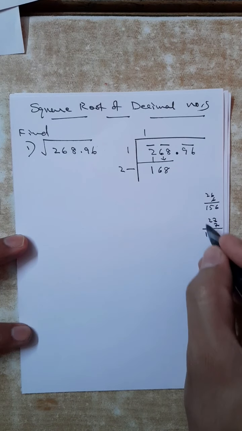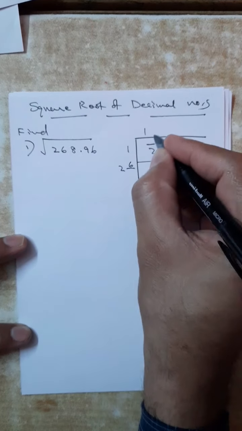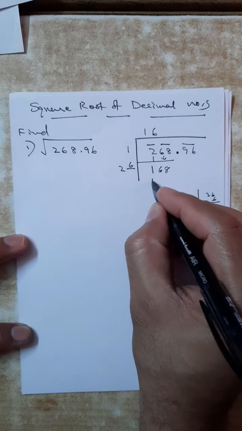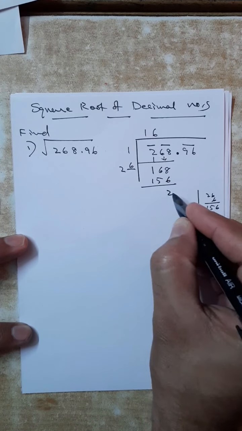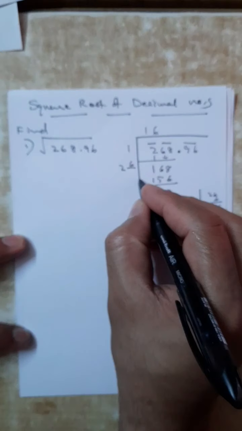189 is not going. So rough area. Okay, 168 means surely 6 is going. 6 into 26 is 156. Balance 12. Okay. Now we have to bring the next group.